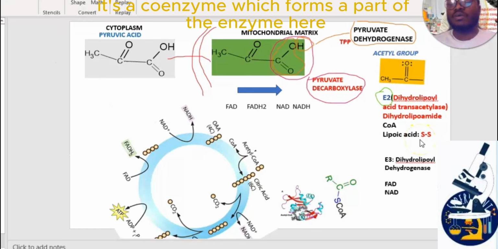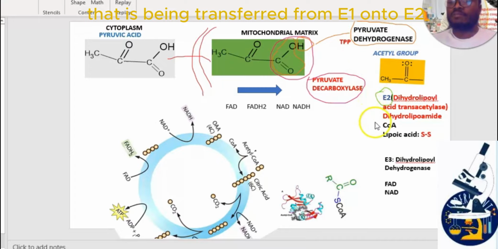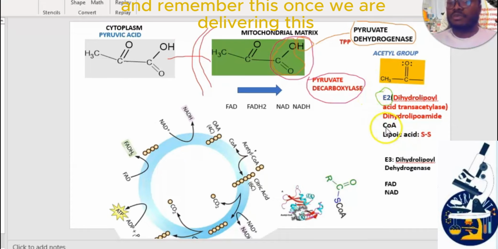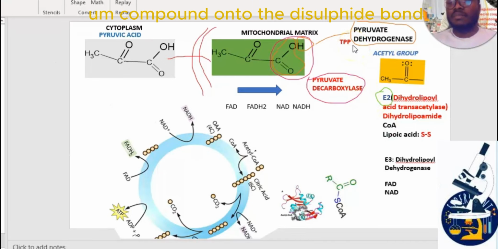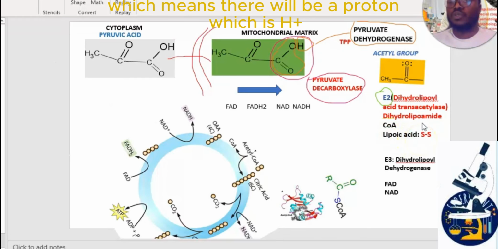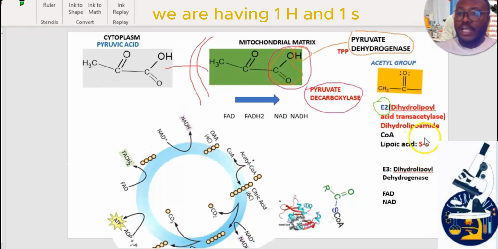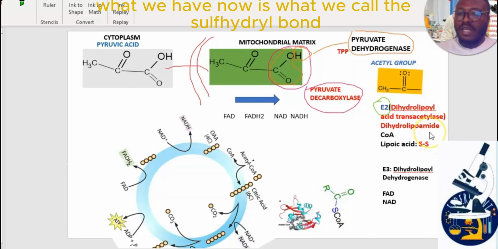It's a coenzyme which forms a part of the enzyme here, and it is the side that interacts with the hydroxyether that is being transferred from E1 onto E2. And remember this, once we are delivering this compound onto the disulfide bond, an electron will be released, which means there will be a proton, which is H+. Now the disulfide bond is broken. We are having one H and one S. What we have now is what we call the sulfhydryl bond.